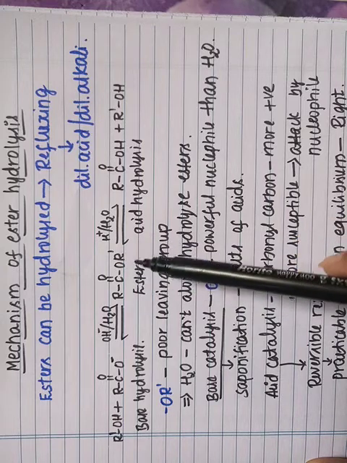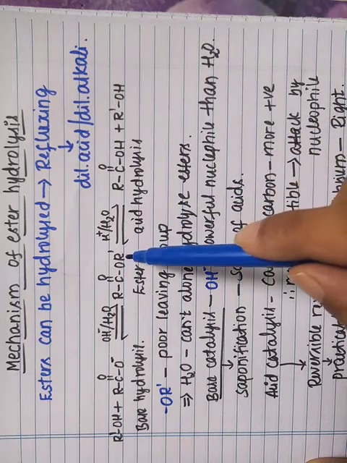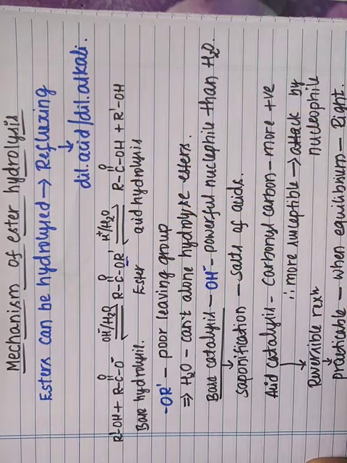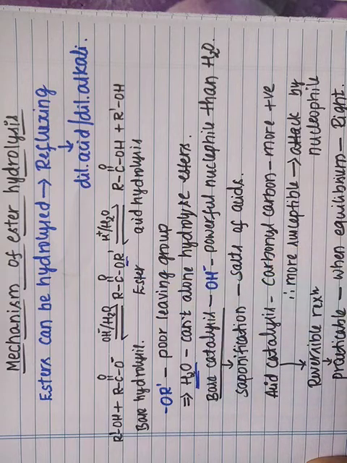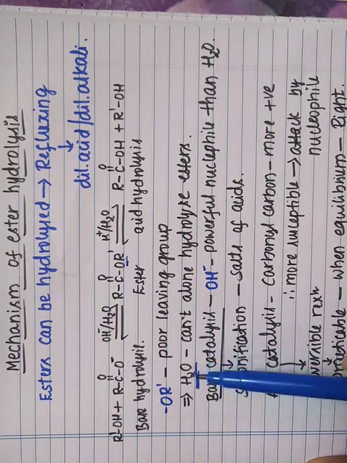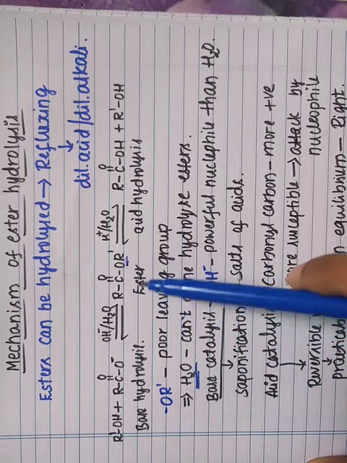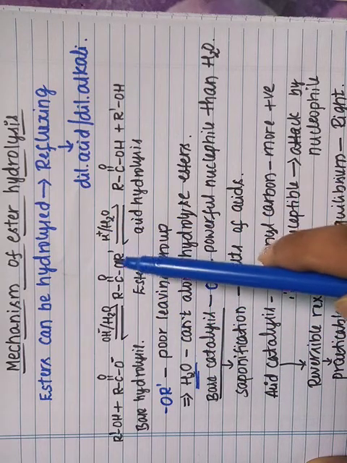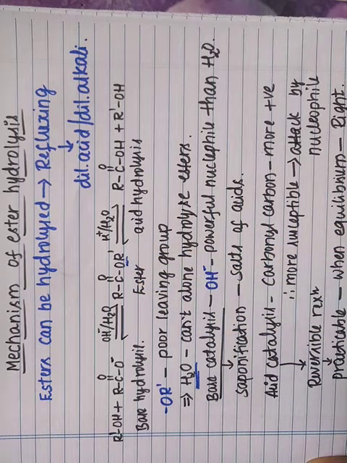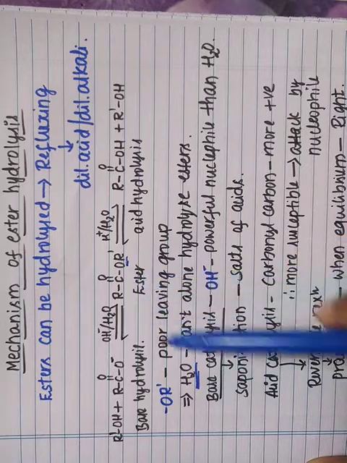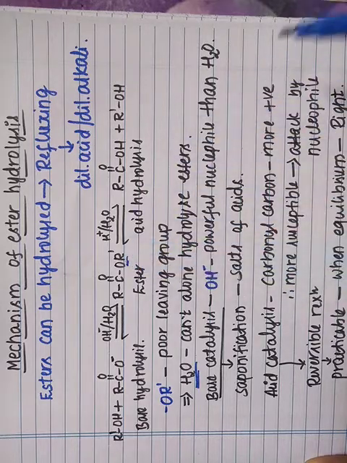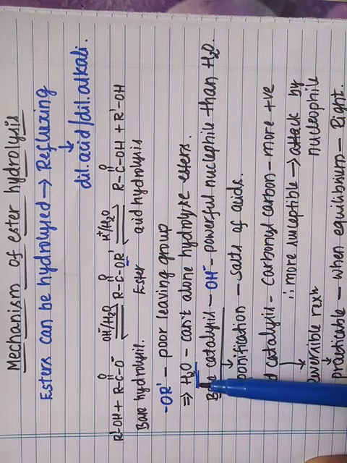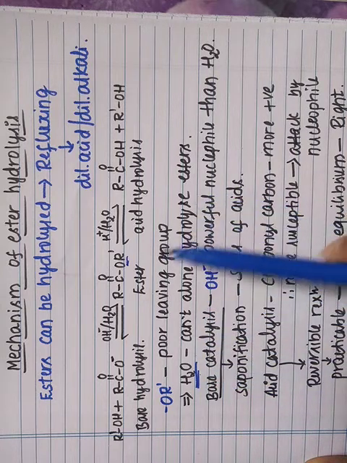The alkoxide group which is present in the ester is a poor leaving group. Therefore, water alone cannot hydrolyze the ester. By using water we cannot hydrolyze the esters, because the alkoxide group is a poor leaving group. When esters are treated with water, this group is not going to leave the ester. So water alone cannot hydrolyze the esters.